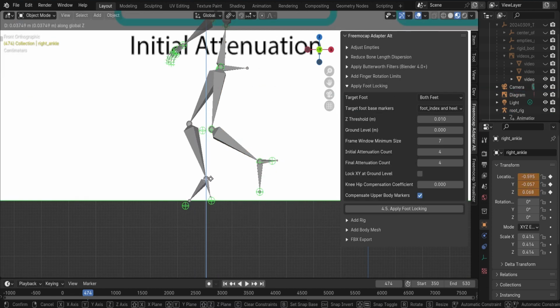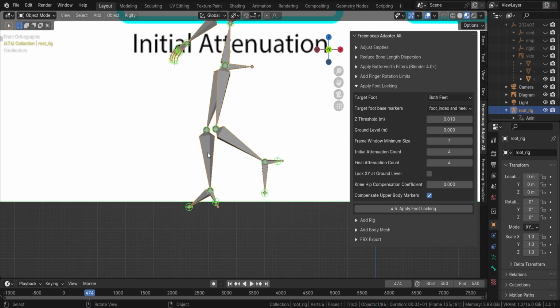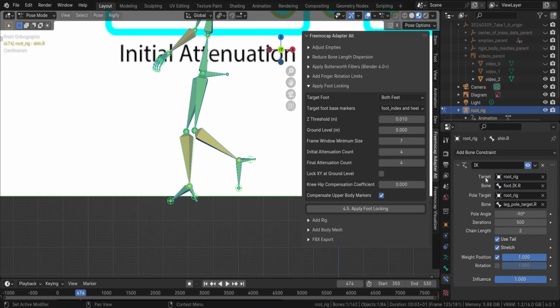When using a value lower than 1, it is recommended to have a rig with IK bone constraints in the legs. This way, part or all of the ankle translation will be transferred to the bending of the knee. Here you can see the rig has IK constraints.